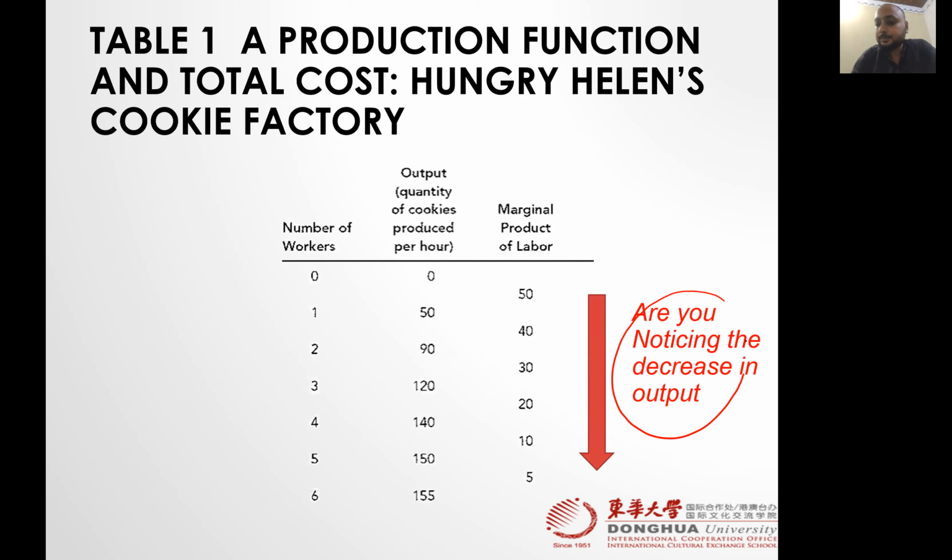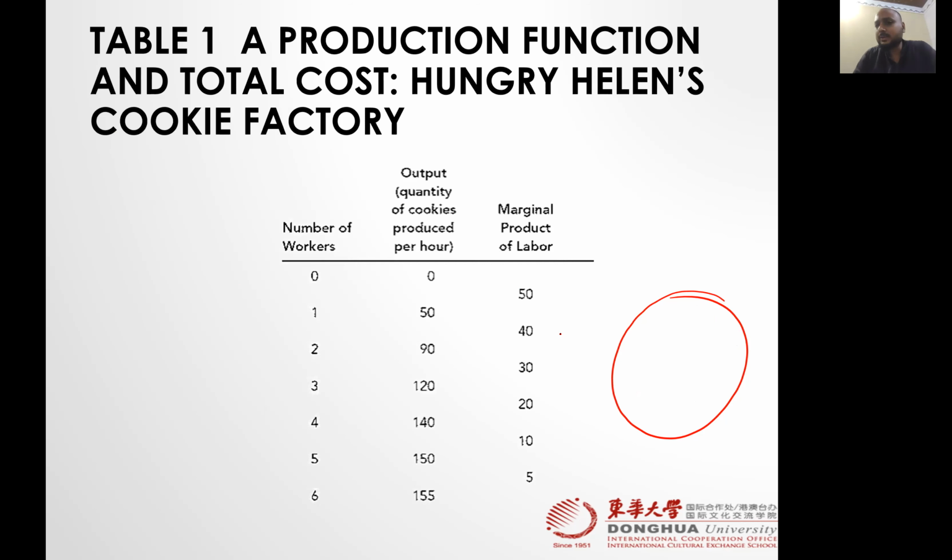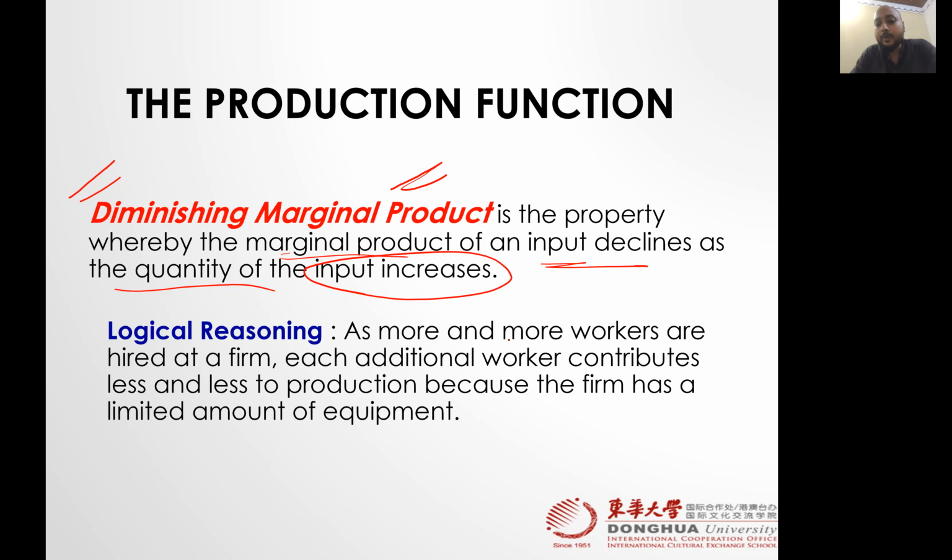All right. So what is the reason? Reason is as more and more workers are employed, and we assume that you cannot increase the size of the factory, only one thing increases the production, employing more workers, which means everything else is fixed. When everything is fixed, as more and more workers are employed, each additional worker contributes less and less to the production because the firm has a limited amount of equipment. So equipment is shared between the employees and production. No doubt the total production rises, but at a decreasing rate.